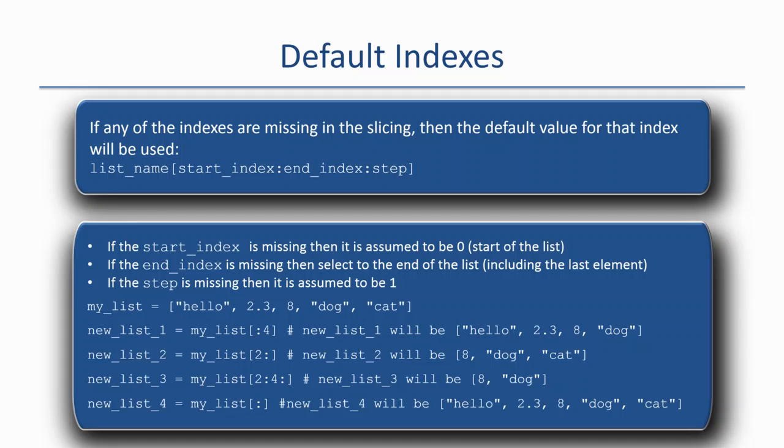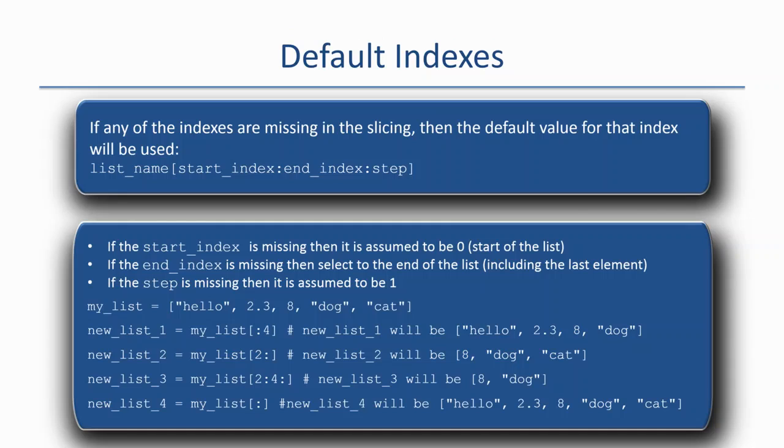In the first line, I'm creating a list with 5 elements. In the second line, the start index is missing. So Python assumes that the start index is 0 and selects the elements 0 all the way to element 3. And the answer will be hello, 2.3, 8, and dog.